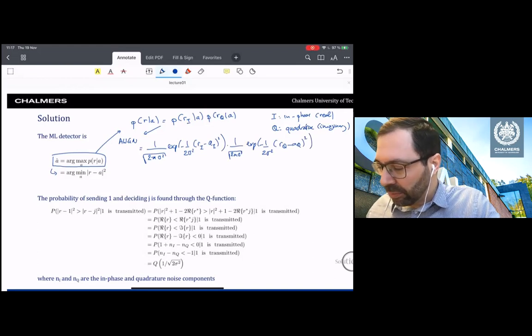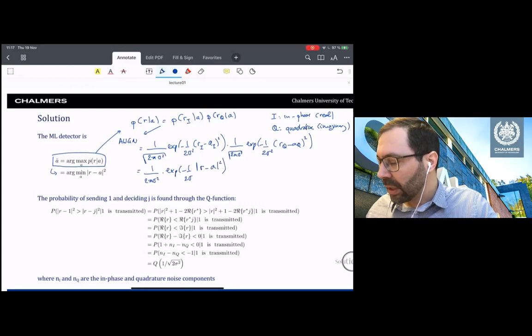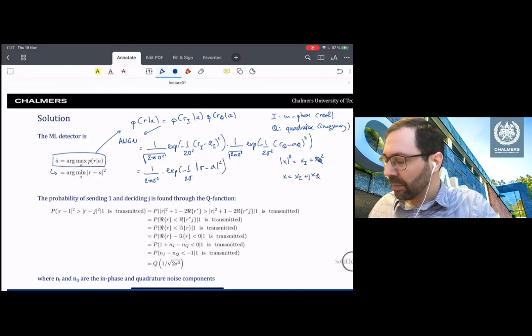Good, I'm going to run out of space, but let's do my best. So then I end up with 1 over 2 pi sigma squared, exponential of minus 1 over 2 sigma squared, and then I can write the argument as the norm of R minus A, squared. Here I make use of the fact that the squared norm of a complex variable x is the in-phase part squared plus the quadrature part squared, where x is x_I plus j x_Q. All right, so this is this density.